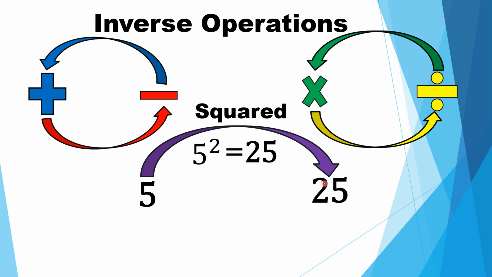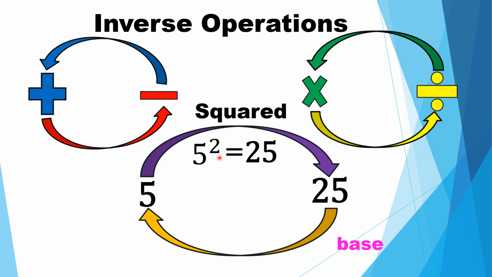If we want to undo that with a root operation, we start with 25, going back to 5, which is being raised to the second power. Doing the root operation is going to give you the base as an answer, which is 5. Remember, 5 is the base and 2 is the exponent.